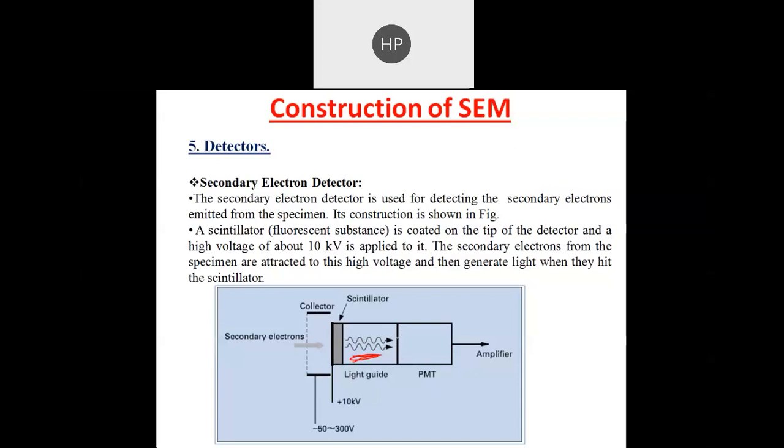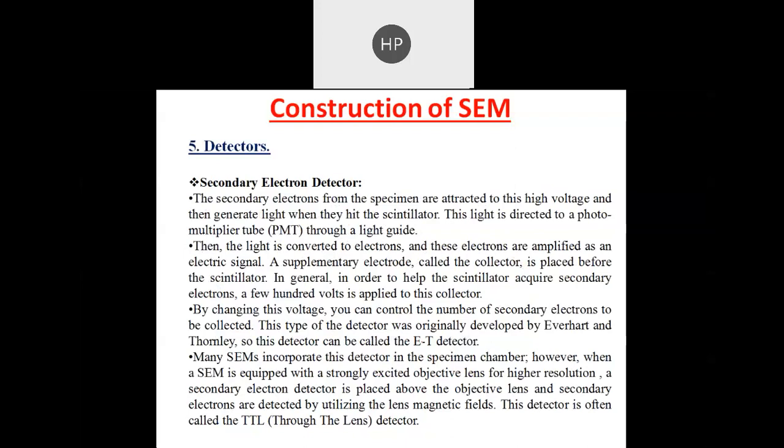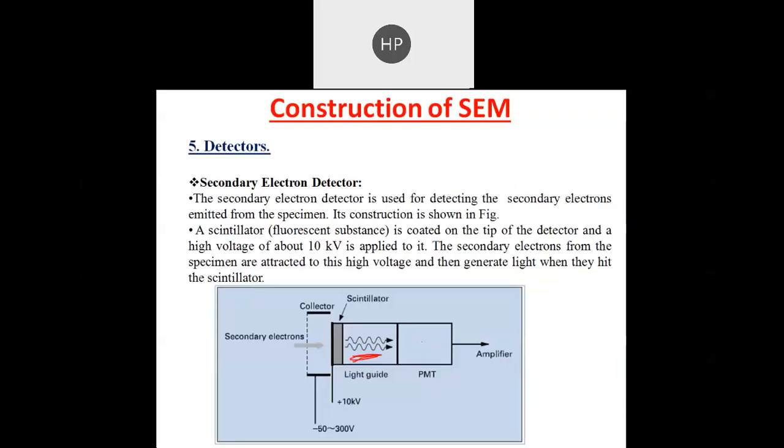All this light goes to the photomultiplier tube, then the light is converted to electrons, and these electrons are amplified as an electric signal. Okay, so whatever light passes through the photomultiplier tube is again converted into some form of electrons.